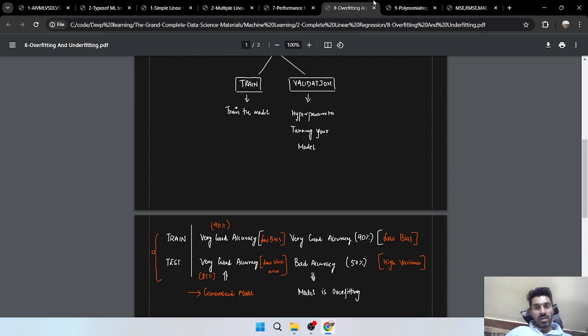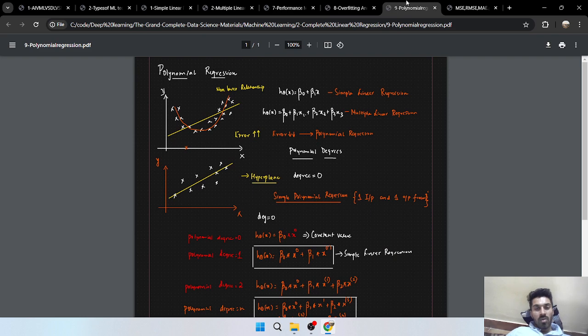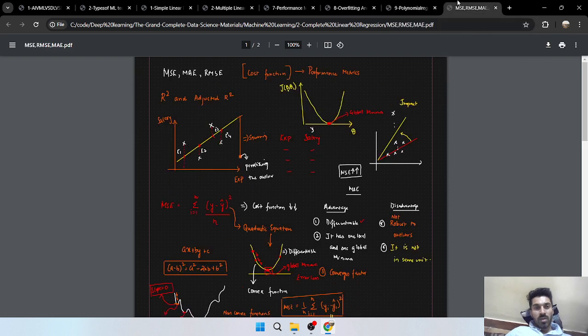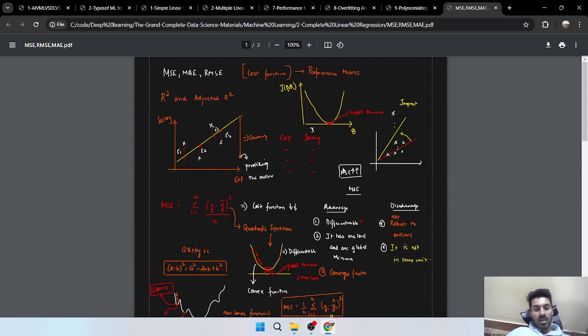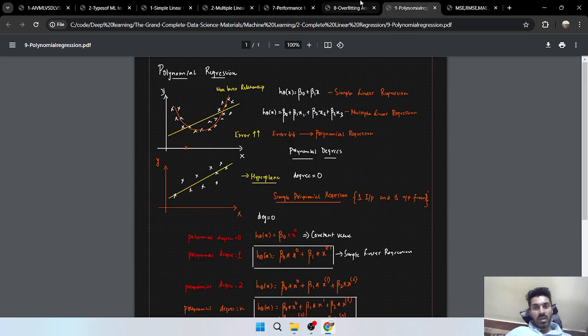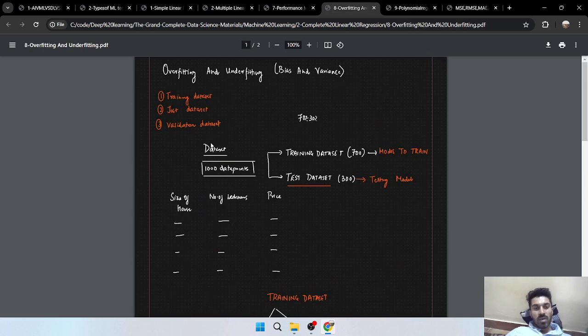That's it. Tomorrow we will learn about polynomial regression, MSE, MAE, RMSE, and also regularization, like how to prune overfitting. If your model is overfitted, how do we overcome this overfitting? We will learn that in the next lecture.